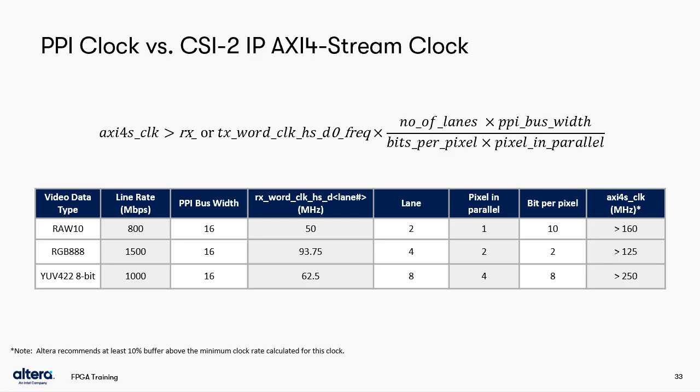The frequency of the AXI4-Stream clock must be the same or greater than the peak burst data rate on the external MIPI DPHY interface to prevent data loss due to insufficient throughput. Use the equation on this slide to determine a proper clock frequency. Altera recommends adding 10% to the frequency as a buffer. The table on this slide provides example numbers for some video types and line rates.